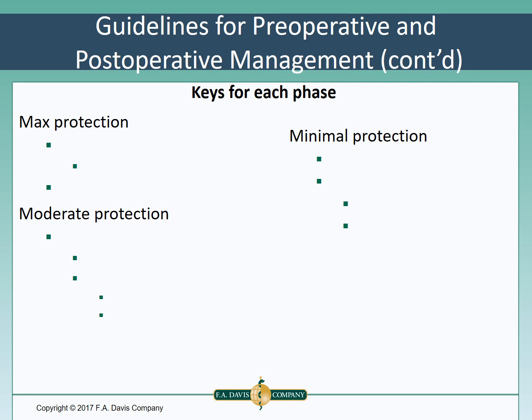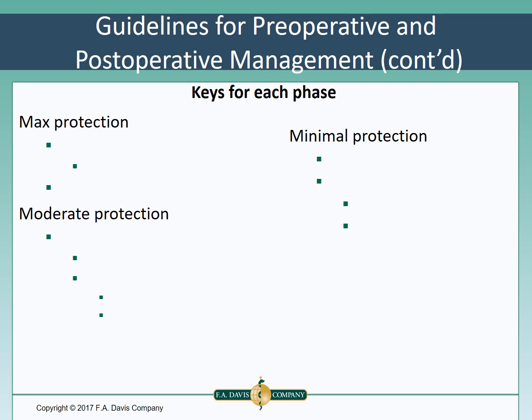In the moderate protection phase, the inflammation's kind of subsiding at this point. Pain and tenderness are relatively minimal, and the tissues can really start to withstand that gradual increase in stress. So whatever tissues are involved, remember, bone likes compression stresses, muscles like tension stresses. Those are the kind of stresses that we need to give them.